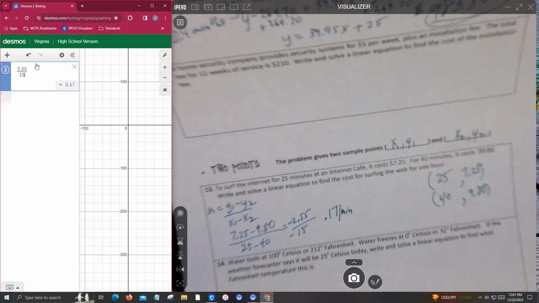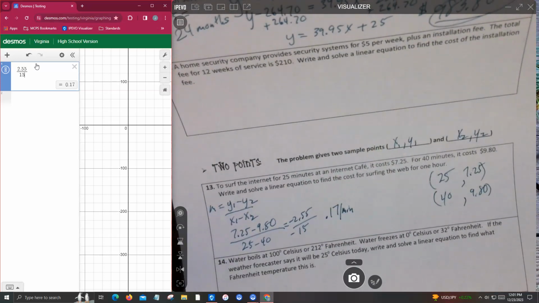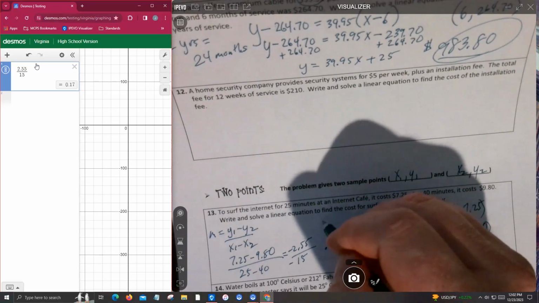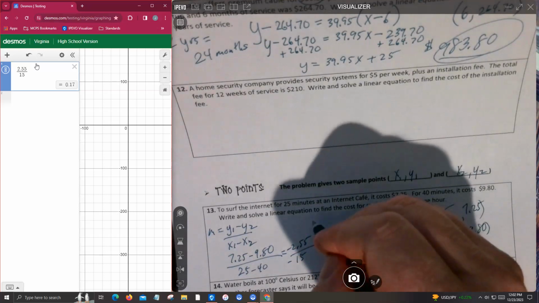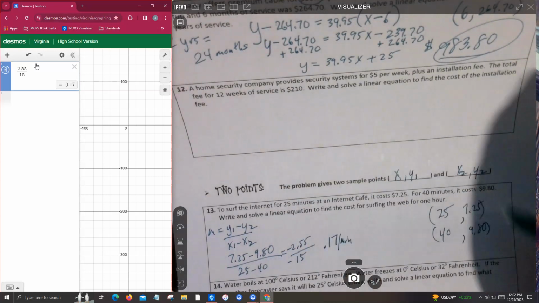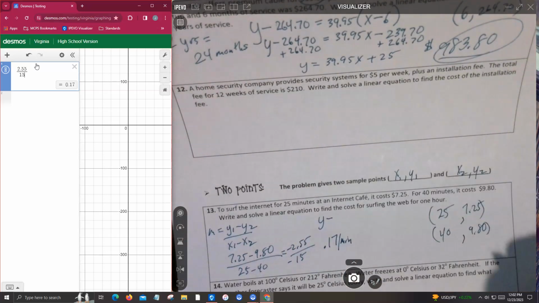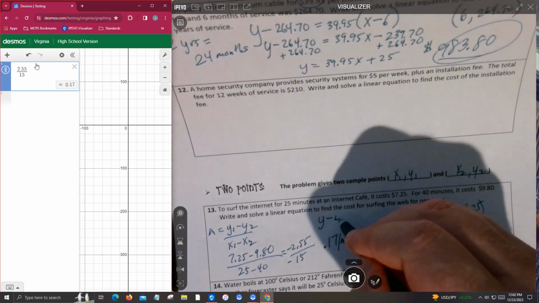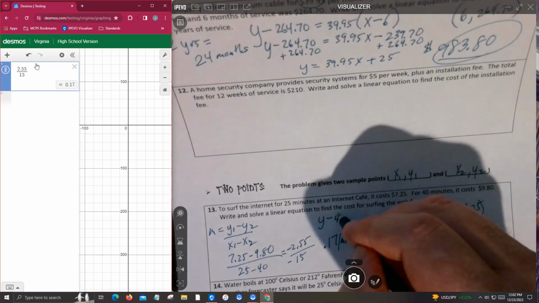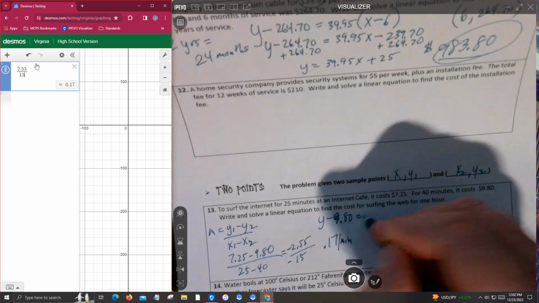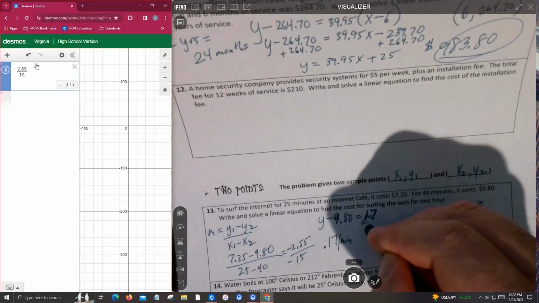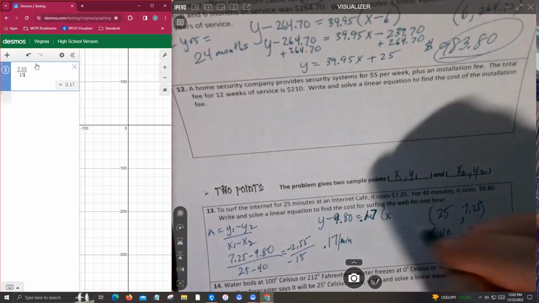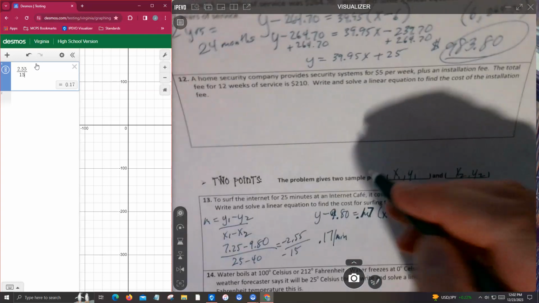Okay. So 17 cents a minute, write an equation. So here we are. We're going to write down, let's see, we got to use point slope. So remember, you can pick either point. It doesn't matter. I did that in a previous lesson. So y minus 9.80, sorry, equals, and 40. Oh, we know this. We know the slope. This is 0.17. Sorry. All right.